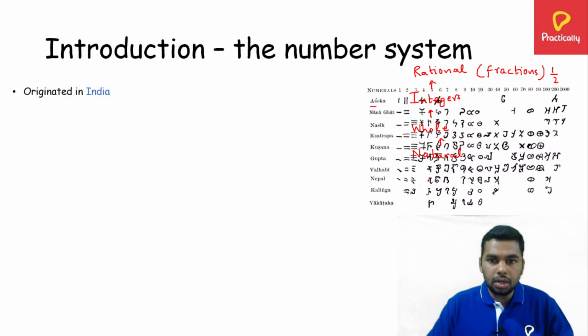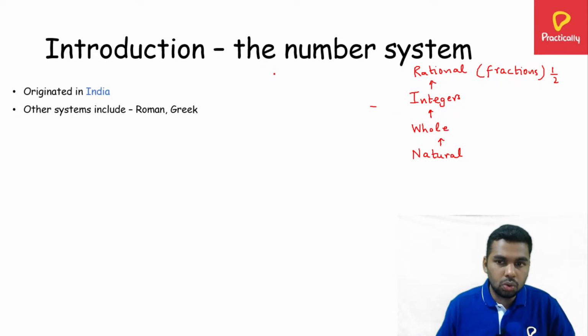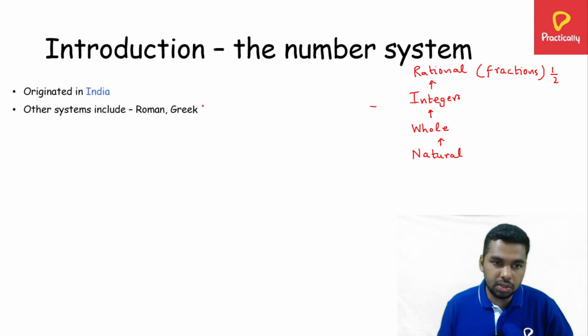Okay. So the evolution started in India, but what we use today is the Arabic script. The Roman and the Greek were also common systems that were used in the West, but currently we have standardized this representation to the Arabic system.